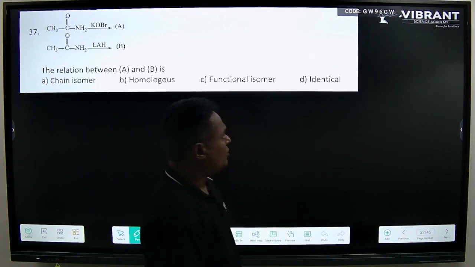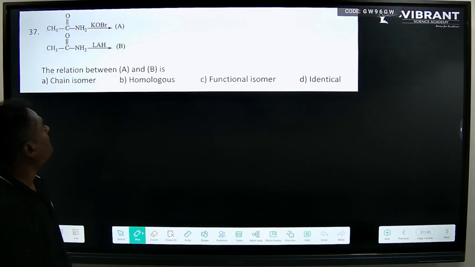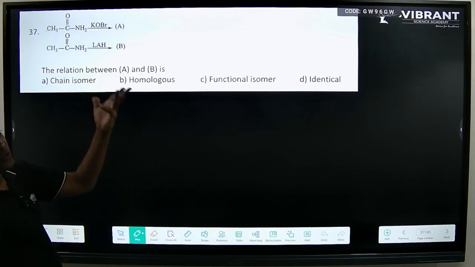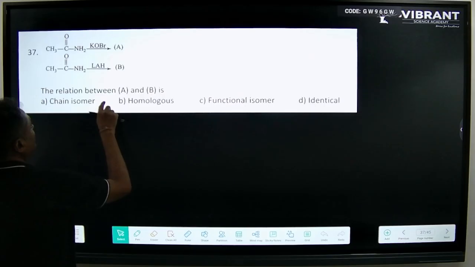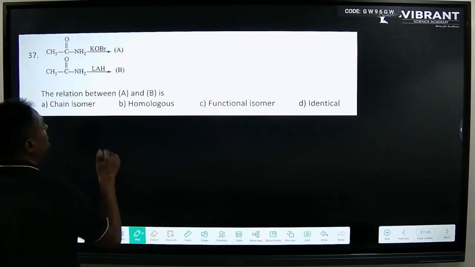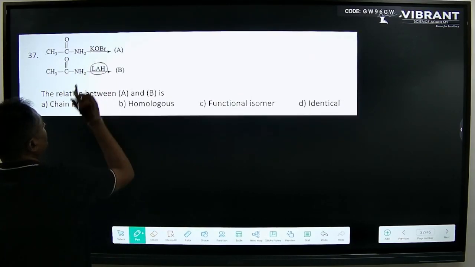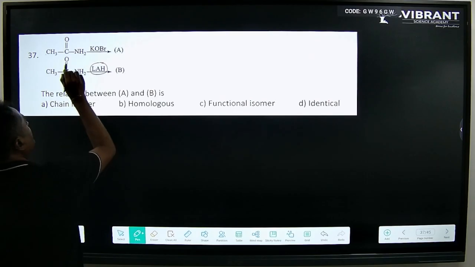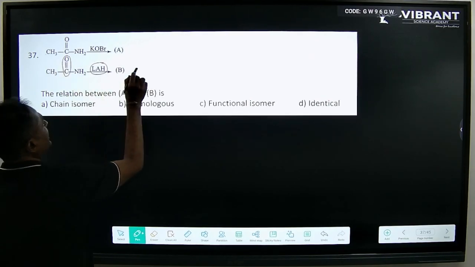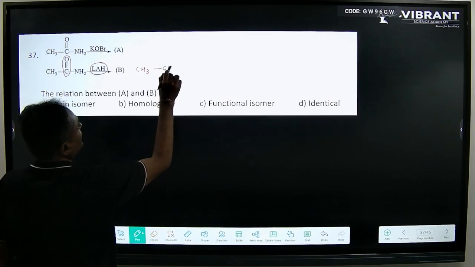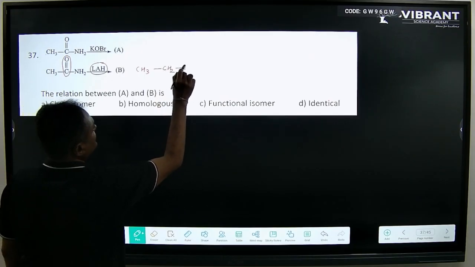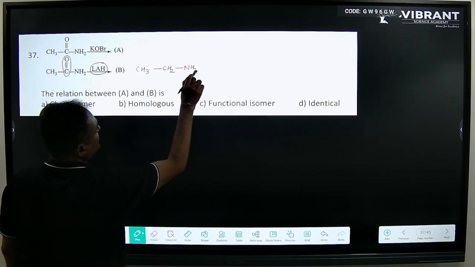Next question, what we have on the screen is, okay, now what do you know? First of all, do you remember, bacha, what is this LAH? LAH is nothing but lithium aluminum hydride. And what is the work of lithium aluminum hydride? It will convert your carbonyl group into methylene group. So, will I get nothing but the compound called ethylamine? I hope this is clear.